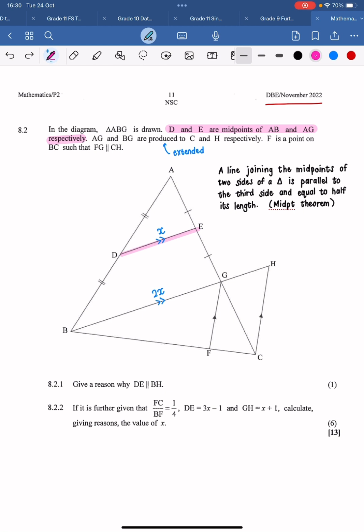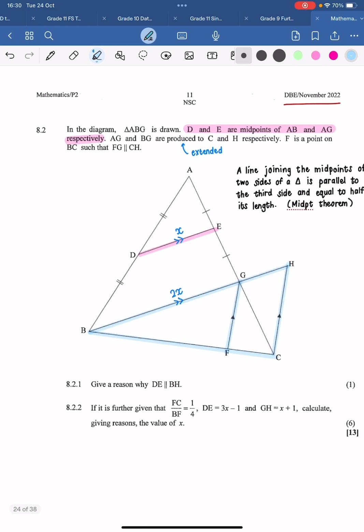Now, guys, if we look at the picture that we have here, I'm already thinking that we are probably going to have to use the proportion theorem in this triangle, because that is something we can use when we have parallel lines. Oh, sorry. Let me just move this a bit. My tripod is quite unstable, so I'm trying not to touch it. All right, so we are probably going to have to use the proportion theorem. Let's see what the next question is. We already know the answer to the first one. Give a reason why DE is parallel to BH. It's because of the midpoint theorem.